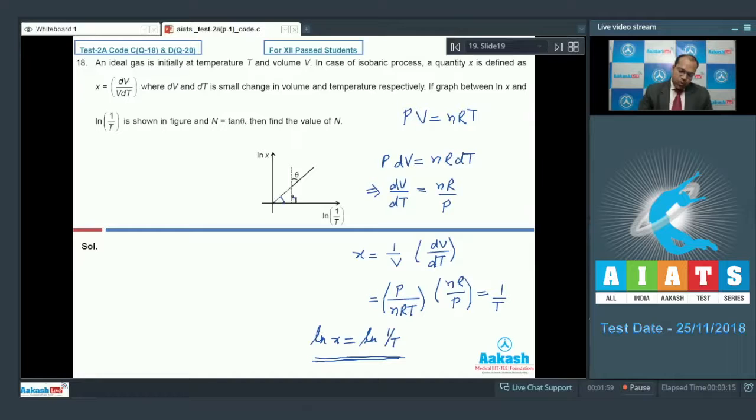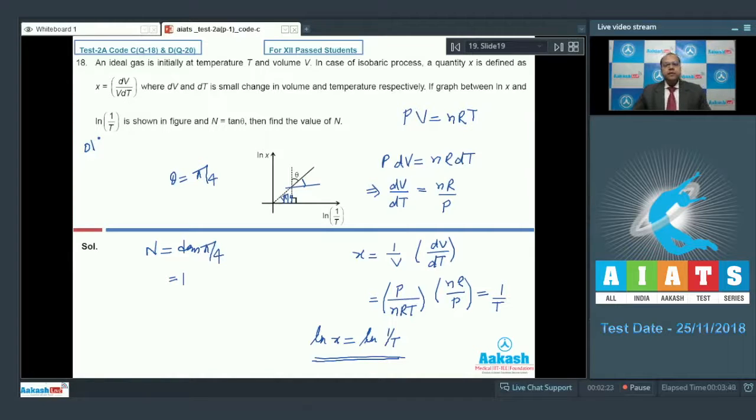So the slope of this line is 1 and this angle is equal to pi by 4. If this angle is pi by 4, then this angle is also pi by 4. Then the value of theta is equal to pi by 4. So capital N is equal to tan of pi by 4 and it is equal to 1. So the correct answer for question number 18 is 1.